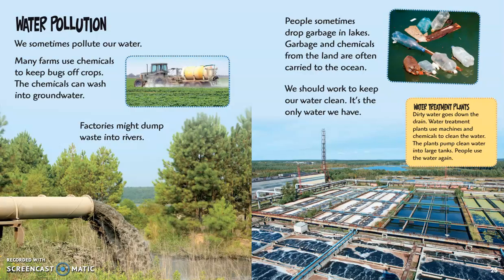Water pollution. We sometimes pollute our water. Many farms use chemicals to keep bugs off crops. The chemicals can wash into groundwater. Factories might dump waste into rivers. People sometimes drop garbage in lakes. Garbage and chemicals from the land are often carried to the ocean. We should work to keep our water clean. It's the only water we have.